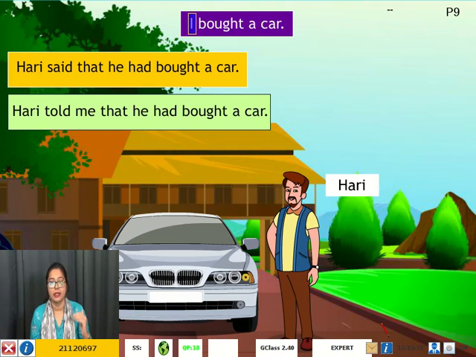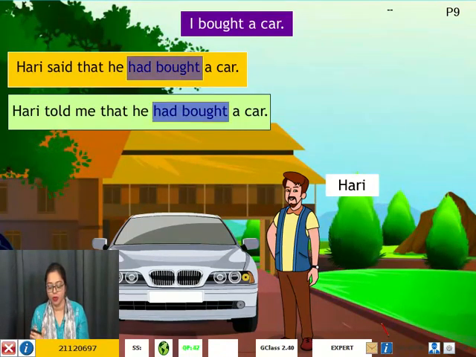I is again highlighted in the direct speech. Here I is first person singular number, so first person singular number will get converted into third person singular number. So you see I gets converted into he, that is third person singular number. Bought gets converted into had bought.